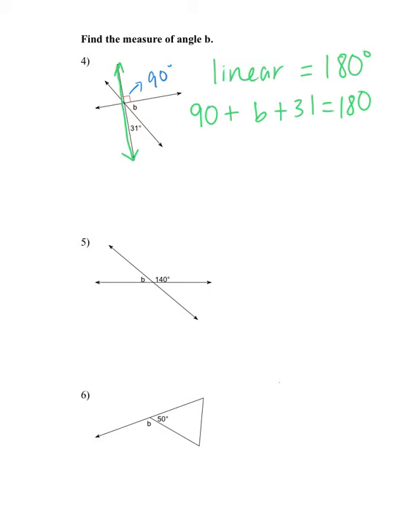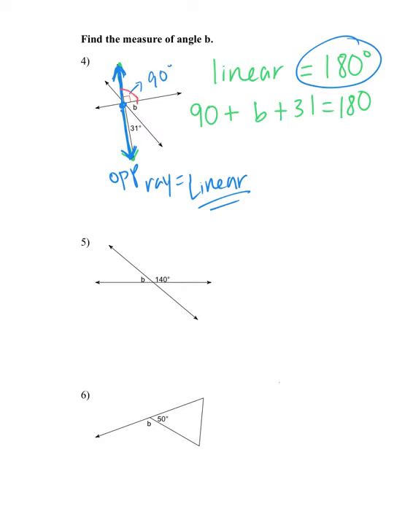Because this line right here, it's an opposite ray. Because you have a line going this way and you have a line going this way. So since it's an opposite ray, you have linear. Linear lines equal 180. And do you see this angle? 90, right? That's 3, right? So I took 90 plus b plus 31. So 90 plus 31 is 121 plus b equals 180.